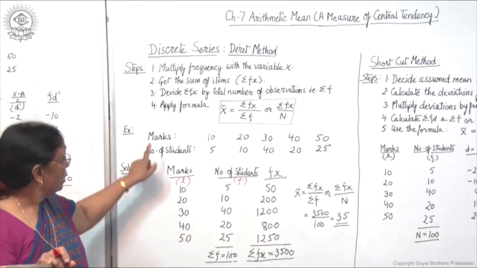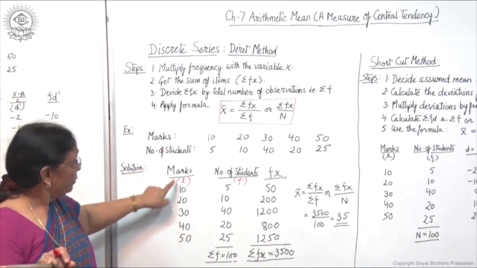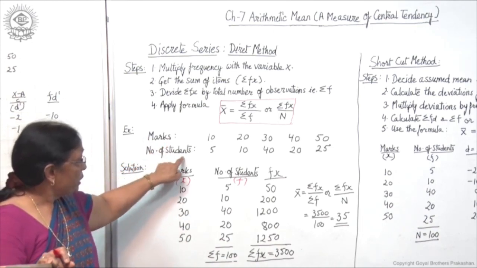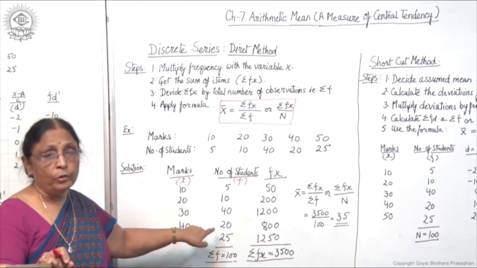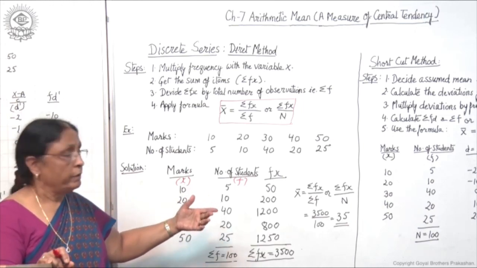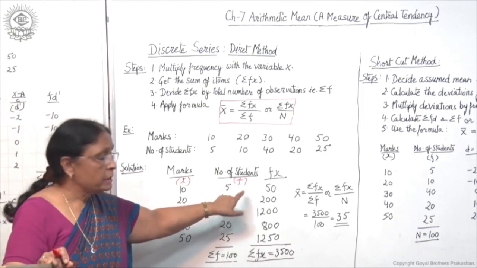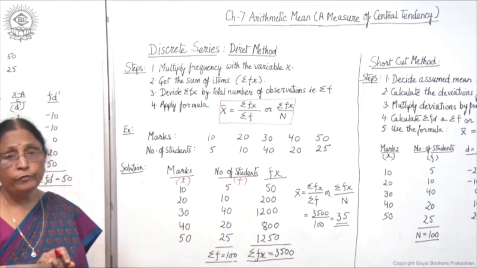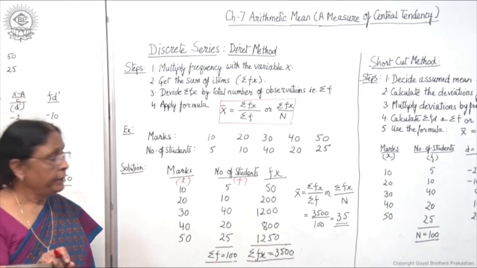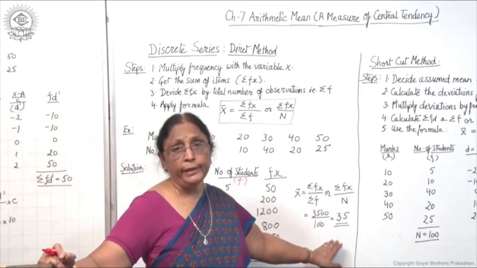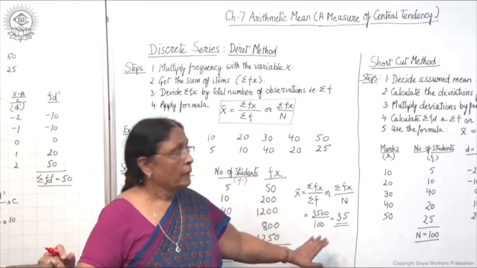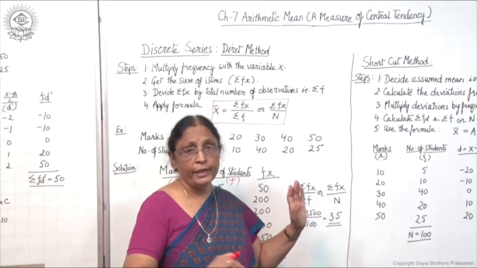And always the marks column will be x, and the frequency column will be named f. Frequency column, or the number of any item given, is always shown in the form of f, right. So multiply both the columns, apply the formula and get the answer. Now this is the direct method.